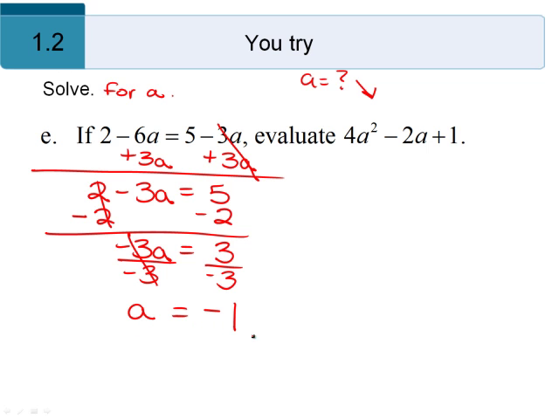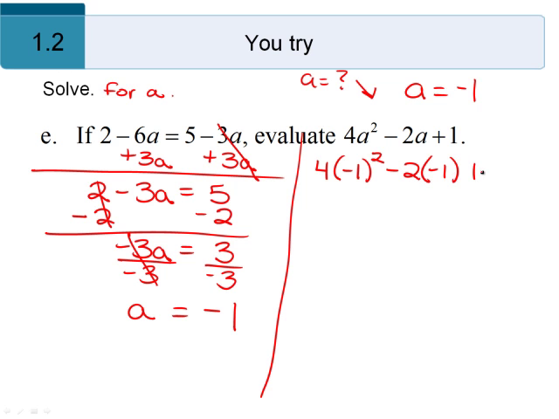Now that we know that a equals negative 1, we're going to plug in negative 1 into this expression, okay? So over here, I'm going to have 4 times negative 1 squared minus 2 times negative 1 plus 1. So I substituted negative 1 everywhere there was an a in that expression. And now you simplify. Remember your order of operations. The first thing you have to do is your exponent. So 4 comes down, negative 1 squared, negative times a negative is a positive 1.